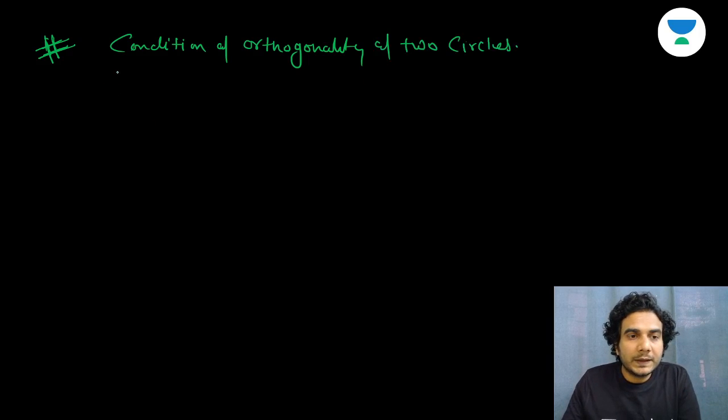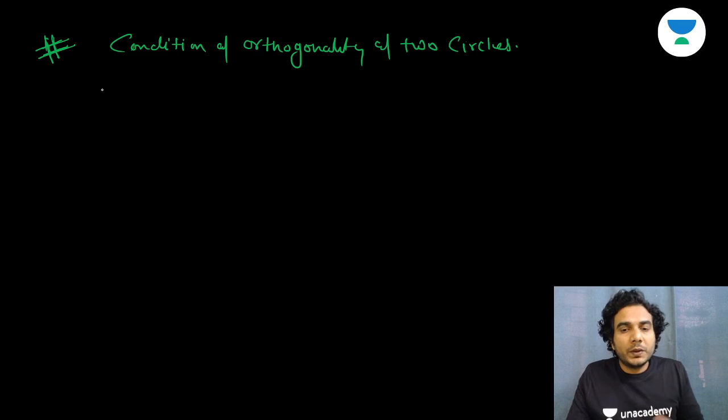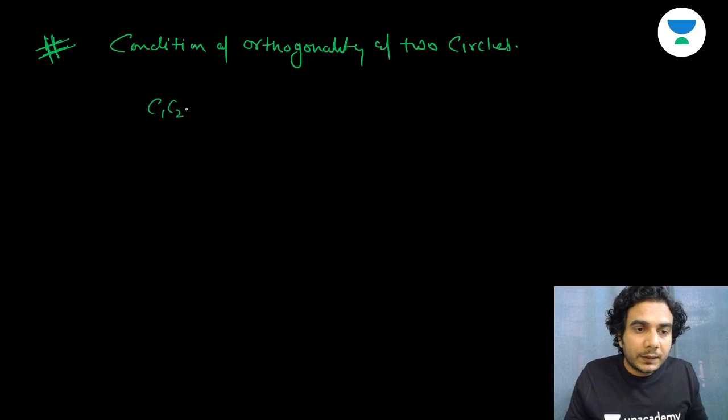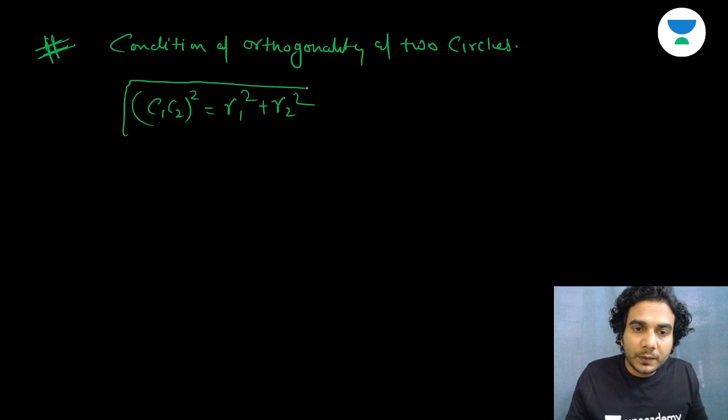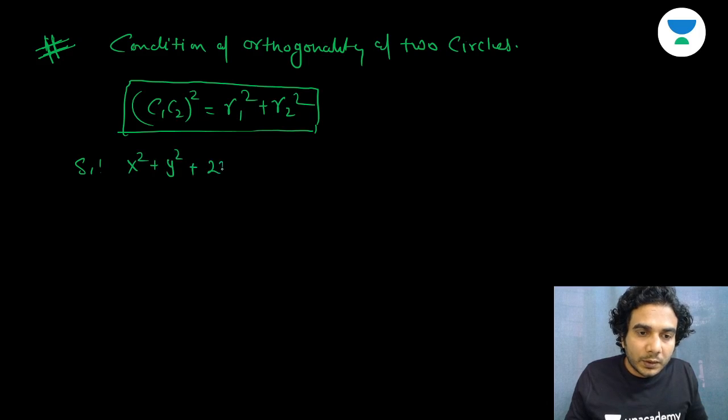So if two circles S1 equal to 0 and S2 equal to 0 intersect each other at 90 degrees, then we know that C1C2 the whole square is equal to R1 square plus R2 square. You can remember the condition in this particular form. This is one form.